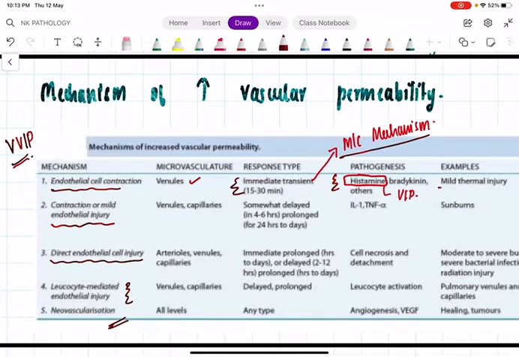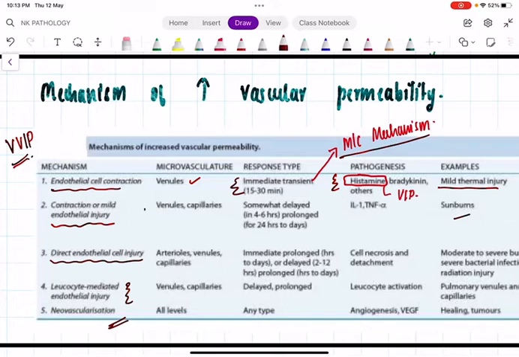Examples, of course, important: mild thermal injury. The examiner will ask you, mild thermal injury will produce increased vascular permeability through which of the following mechanisms? Second, in case of sunburns, there will be contractions. Burns means it will cause contractions. So remember like that.